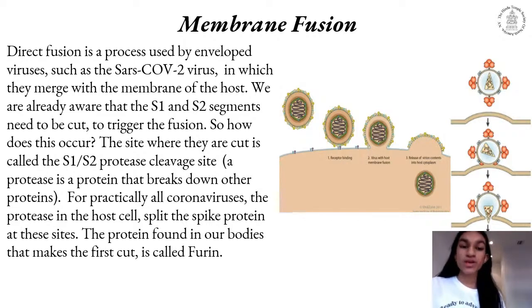Well, the site where they're cut is called the S1-S2 protease cleavage site. Now, a protease is a protein that breaks down other proteins. And practically for all coronaviruses, the protease in the host cell splits the spike proteins at these sites. And the protein that is found in our bodies that makes the first cut is called furin.